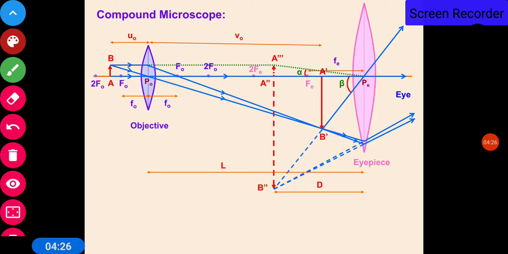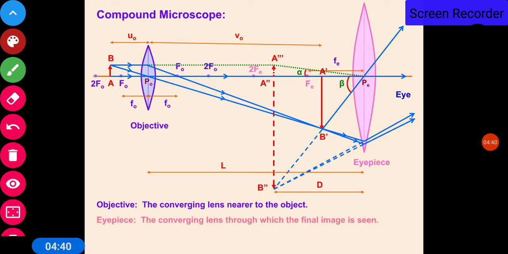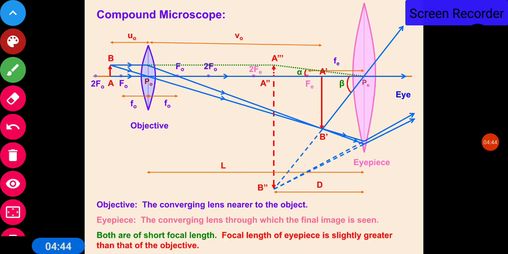Now the distance between the objective and the eyepiece is denoted by capital L, that is, the length of the tube. Objective: the converging lens near to the object. Eyepiece: the converging lens through which the final image is seen. Both are of short focal length.